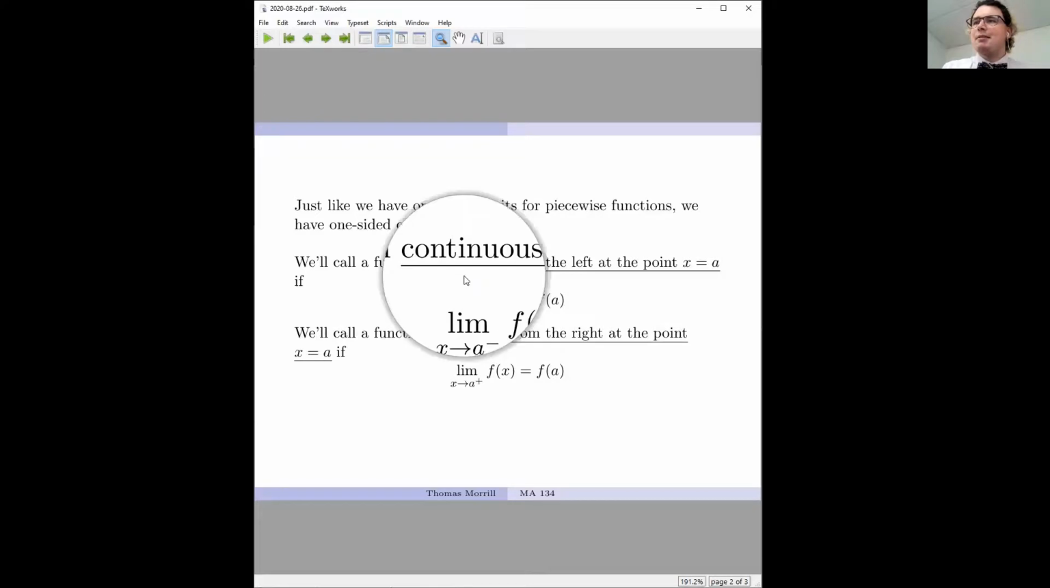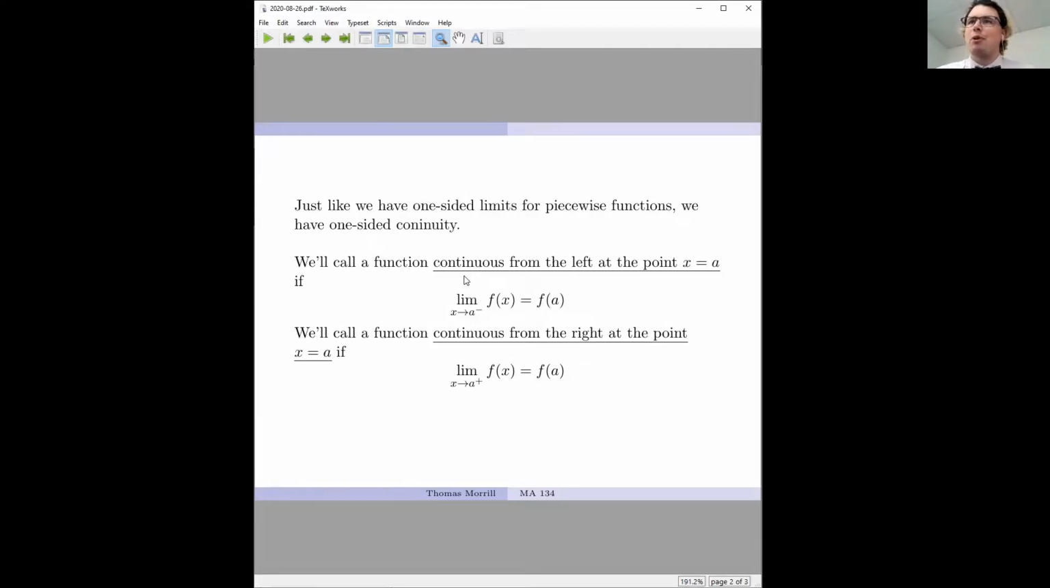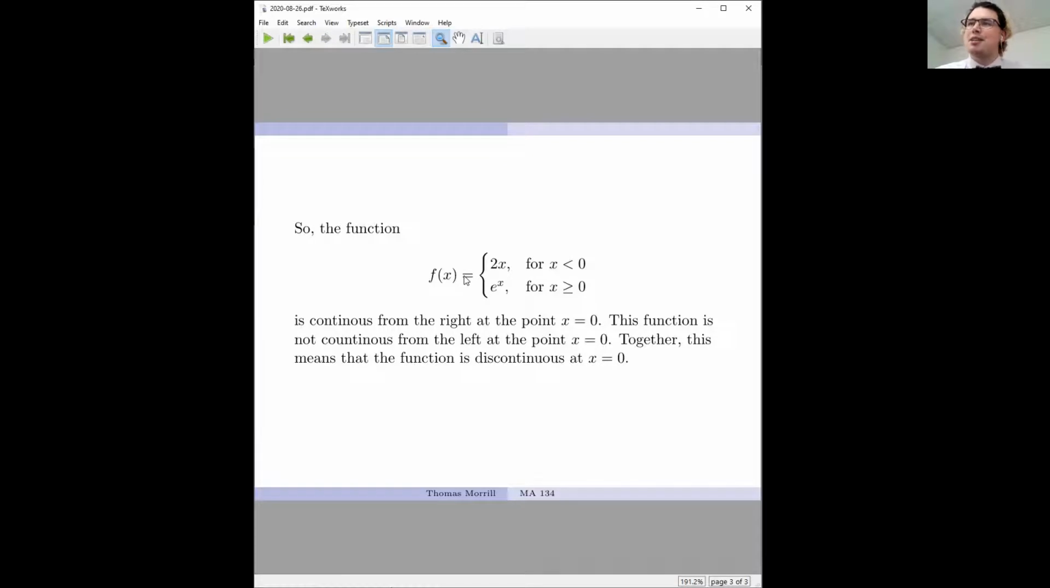Now again, these ideas make the most sense for piecewise defined functions. Here is a piecewise defined function. I'm splitting my formula at the coordinate x equals 0, and if I'm to the left of x equals 0, I use the formula 2 times x. For x equals 0 and above, I use the formula e to the power x. And just by looking at this formula, I can see which side is going to be continuous. Do you think it's going to be left-hand continuous or right-hand continuous?